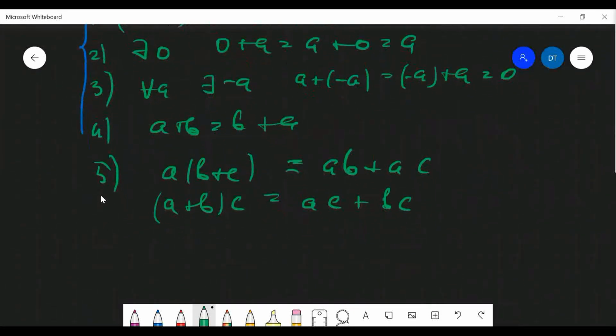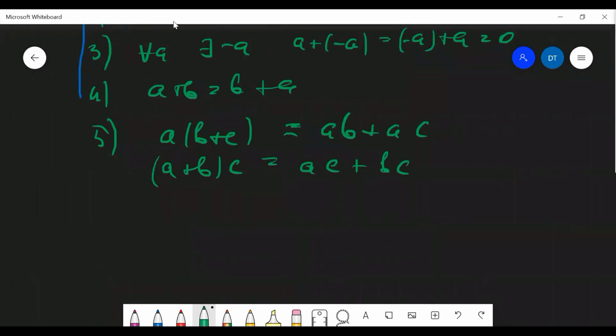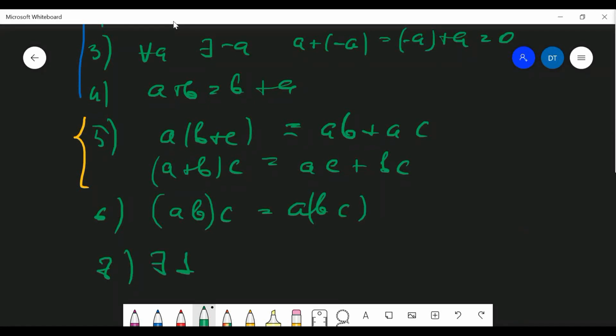So this property says what is the relation between addition and multiplication. So this is the property that I would like to underline by a different color. And the other two properties are the properties of multiplication. So multiplication must be associative, and there must be a neutral element with respect to multiplication. So these are properties of multiplication.